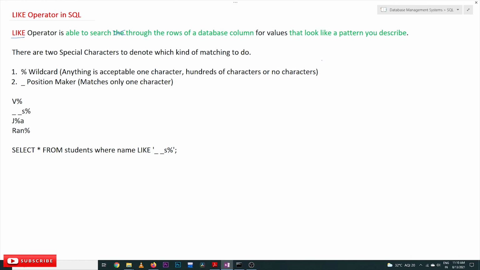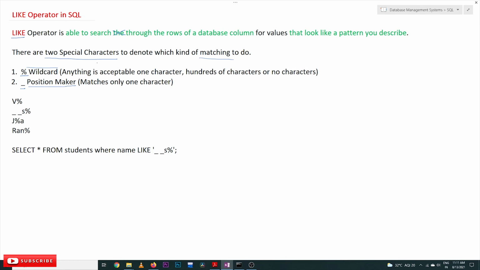Just by talking about it, you may not be able to understand, so we will try to understand with an example. Before that, there are two special characters to denote the kind of matching. In order to match the pattern, there are two special characters, and these are widely used in Linux. If you are familiar with the Linux operating system, these pattern matching concepts are used. One is the percentage symbol and the other is the underscore symbol. The percentage symbol is called the wildcard symbol, and the underscore symbol is what we call the position marker.